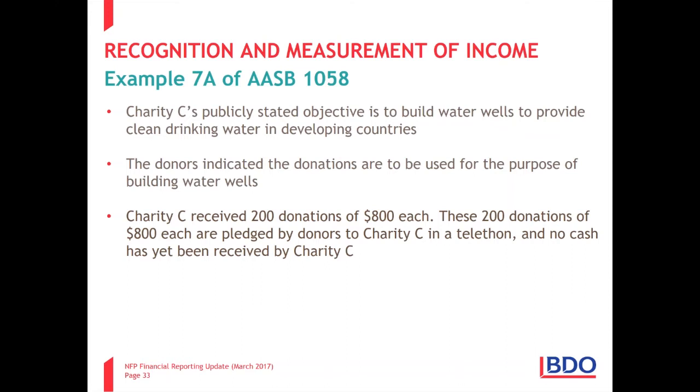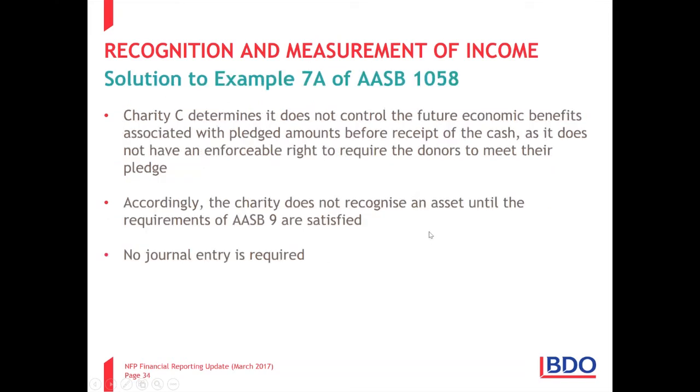In another example, example 7A, the charity's publicly stated objective is to build water wells to provide clean drinking water in developing countries. The donors indicated that the donation should be used for building water wells. In this one, they've got a telethon, something similar to what we have in Melbourne. On Easter Friday, the Royal Melbourne Children's Hospital do a telethon and a big fundraising event every year. We received 200 pledges of $800 each on the Friday. How do we account for that?